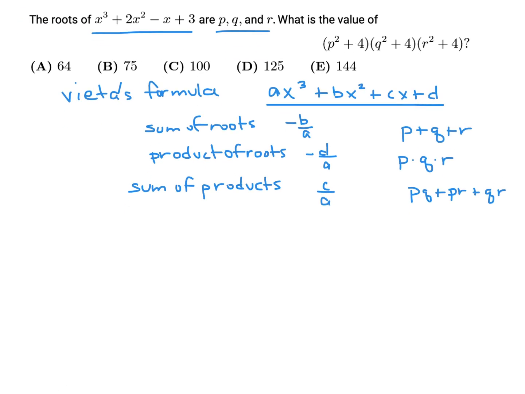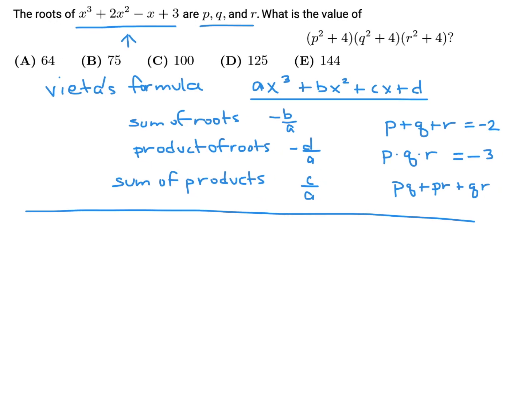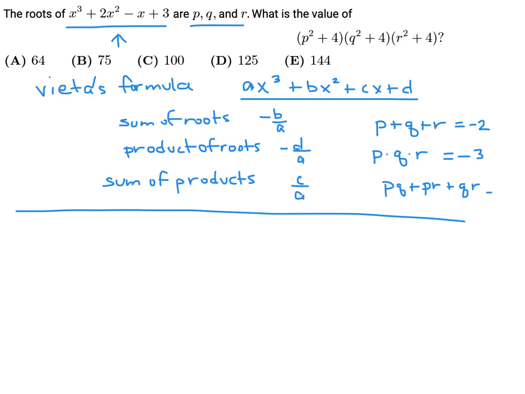So we will apply those to this equation. And when we do, we get minus 2 here, minus 3 here, and for this guy we get, I believe, negative 1. Let me just double check if that's right. I think so.